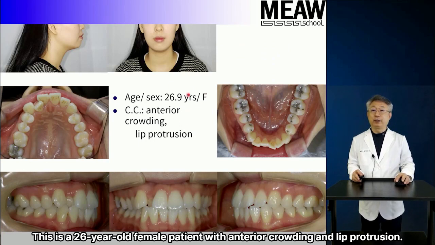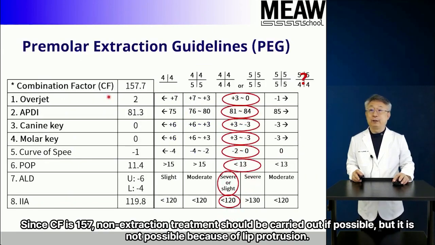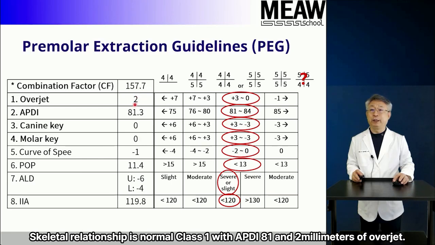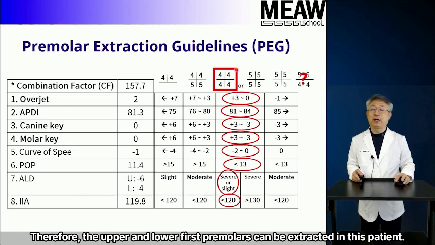This is a 26-year-old female patient with anterior crowding and lip protrusion. Since CF is 157, non-extraction treatment should be carried out if possible. But it is not possible because of lip protrusion. Skeletal relationship is normal Class 1 with a PDI 81 and 2 mm of overjet. Canine and molar keys are Class 1. Curve of SPI is -1. POP is flat, crowding is slight. And IIA is less than 120 degrees. Therefore, the upper and lower first premolars can be extracted in this patient.